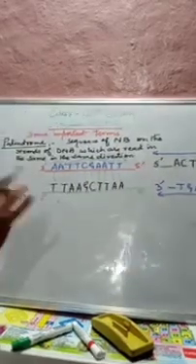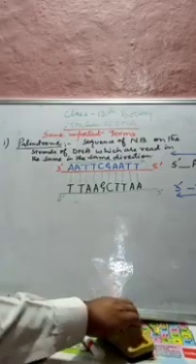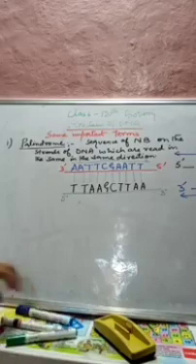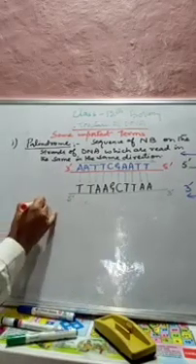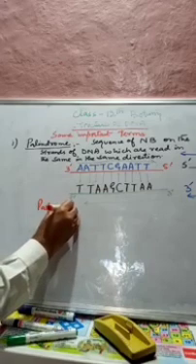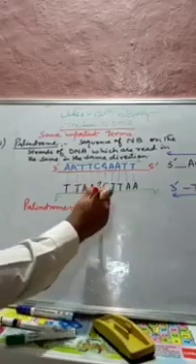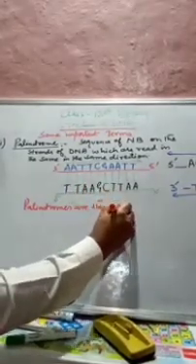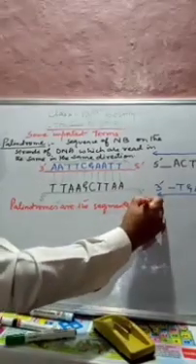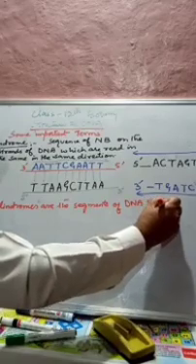So how can we write the definition of this? We can write the definition as: palindromes are the segments of DNA strands.